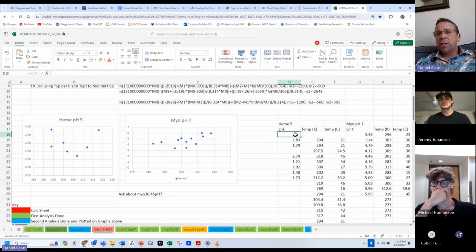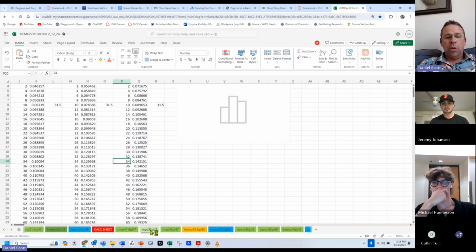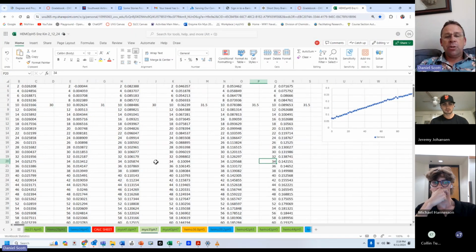The other thing I'm a little bit concerned about is our hydrogen peroxide concentration. I'm not terribly concerned about it. I feel like, you know, the Vmaxes themselves. So if we choose a data set here, maybe we go into myoglobin 31, pH 7.